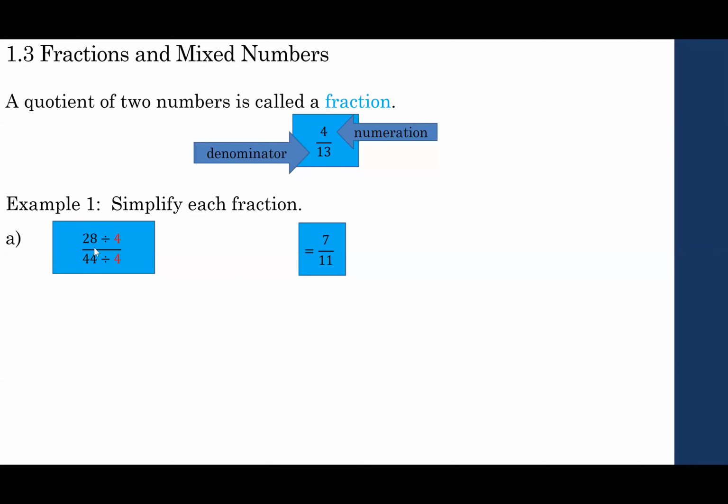They will also ask you for the equivalent. 28 over 44 is equivalent to 7 over 11. Equivalent means that they are the same.